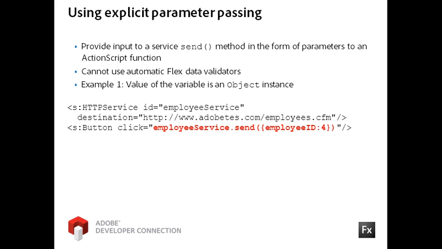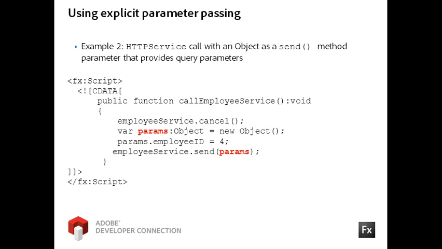This first example passes the employee ID parameter with a value of 4 as a name value data pair. Alternatively, you can create an object and then pass that object in the send method as shown in this second example. This is the way that I will send the data to the server for the company vehicle request form.